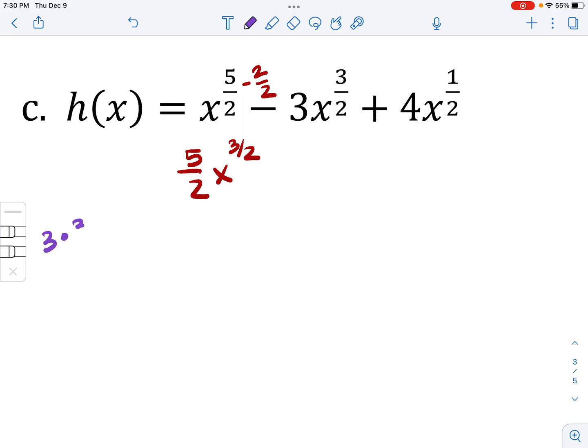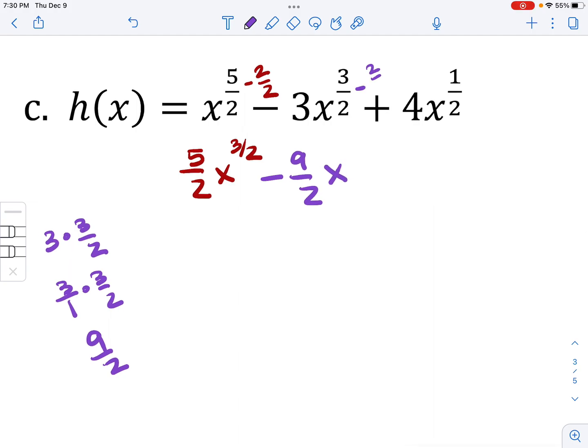3 times 3 halves. 3 is the same thing as 3 over 1 times 3 halves. Multiply across. That's 9 over 2, 9 over 2 with a minus sign, x. Take away 1. So I'm going to take away 2 over 2. 1/2. See? It's fine. It's all fine. 1/2 times 4 is 2x to the negative 1/2.